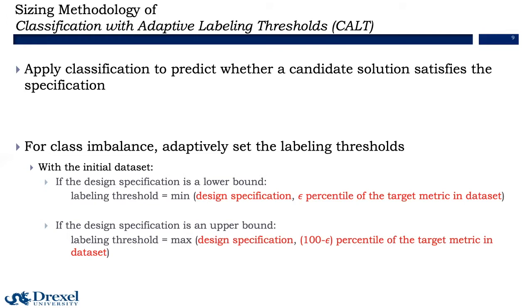So with the initial data set, our approach deals with the classification labeling threshold, set that threshold to be the minimum of the design specification and a certain percentile of the target metric in the data set when the design specification is a lower bound. And for the design specification as an upper bound, it's the other way around. It's a max of the design specification and that certain percentile of the target metric in the data set.